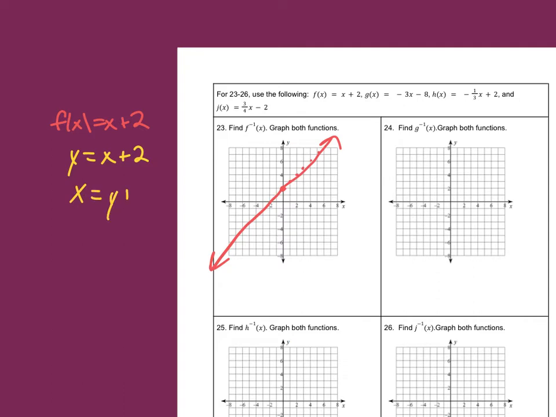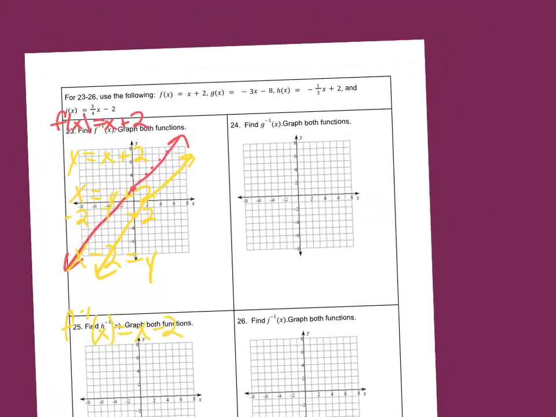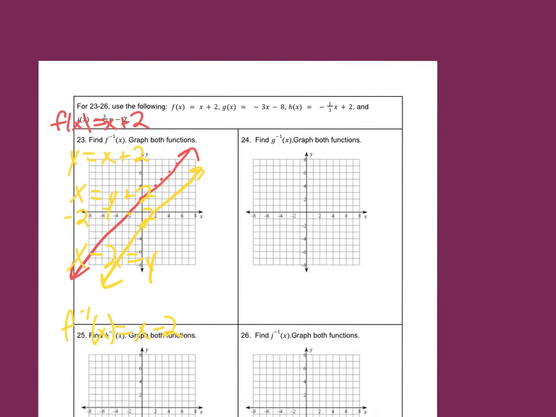There we go. Solve for y. So subtract 2, x minus 2 equals y. And now that's f inverse of x equals x minus 2. So go ahead and graph it. Still got a +1 slope. Looks just like that. Okay. Moving right along. Okay, so g of x, same thing. g of x is -3x minus 8, which is going to be this line right here.